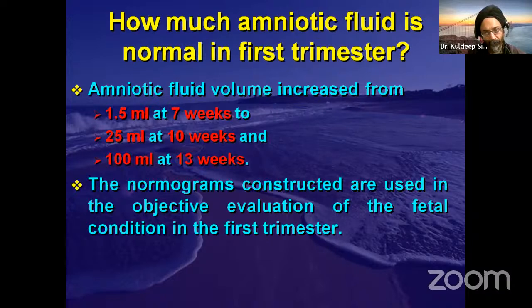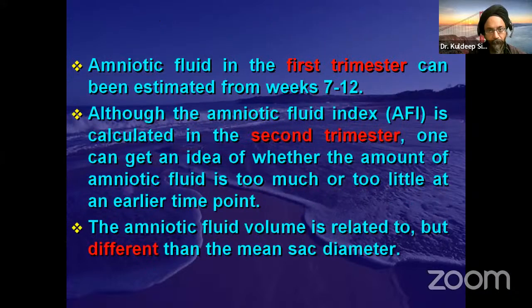In the first trimester, the amniotic fluid volume increases from 1.5 ml to 25 ml at 10 weeks, and 100 ml at 13 weeks. There are plenty of nomograms. We are gradually getting into 3D and 4D, where we can do our measurements as well, though plenty of work is still being done on that. In the first trimester, it can be assessed from weeks 7 to 12. The amniotic fluid index is used in the second trimester.